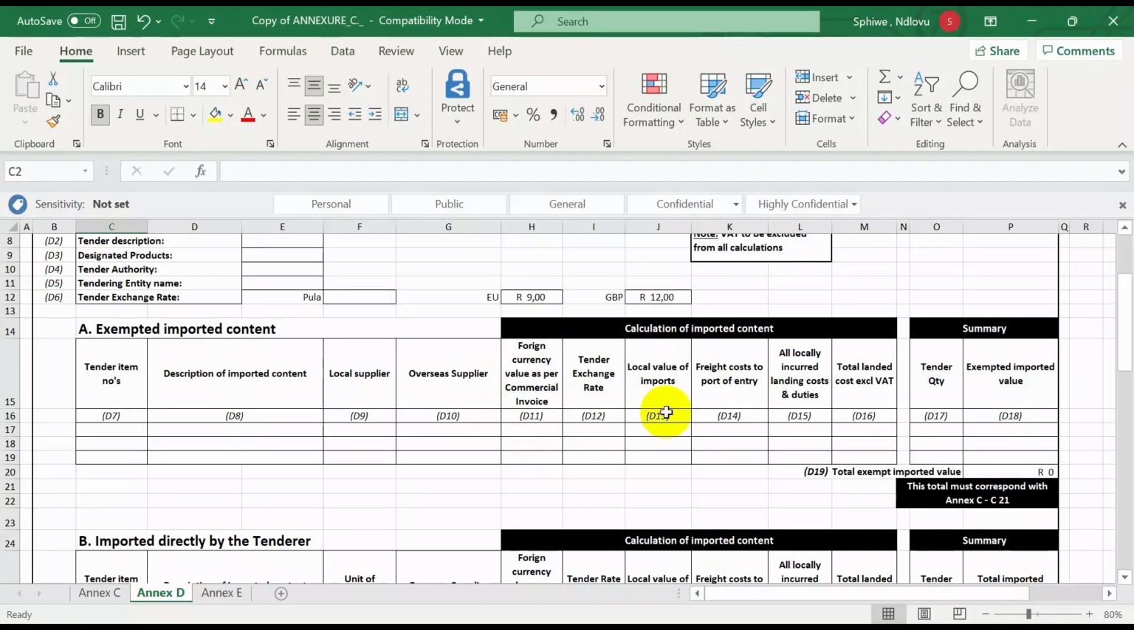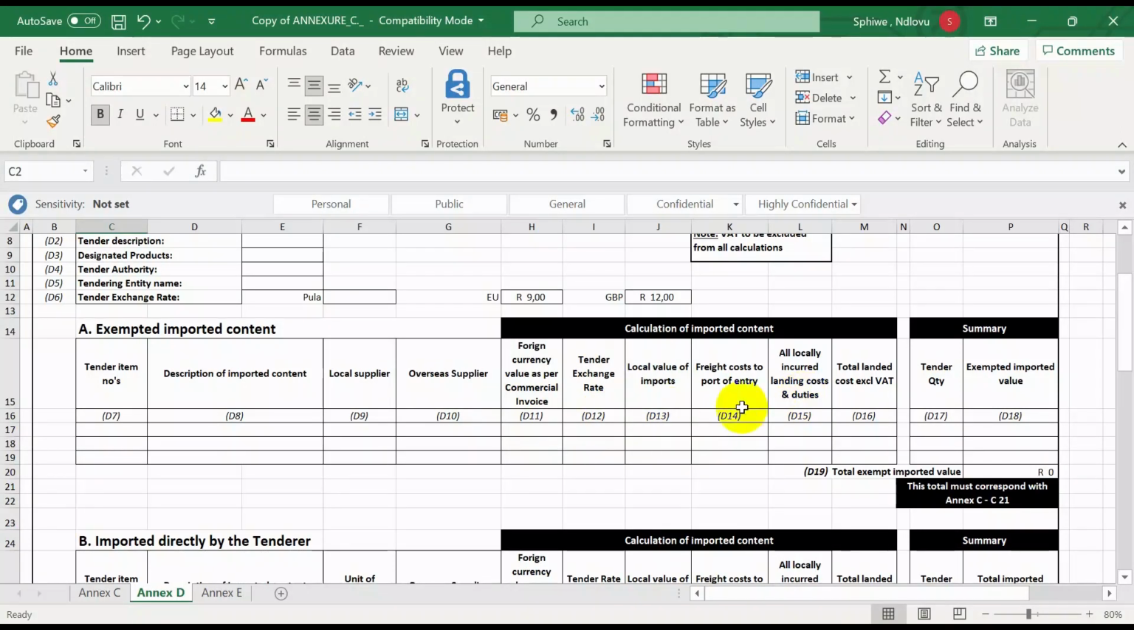And then on D13, local value of imports. D13, what you need to put under D13 now is actually to multiply. D13, you are actually multiplying D12 by D11, to be able to get the South African value. So this exchange rate, you multiply this invoice by that to get D13.